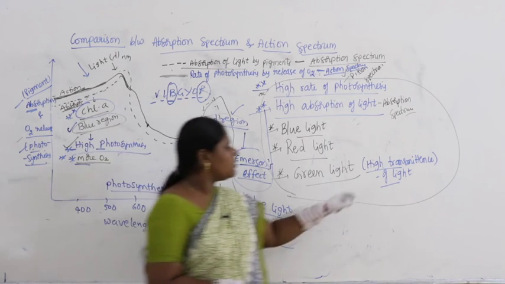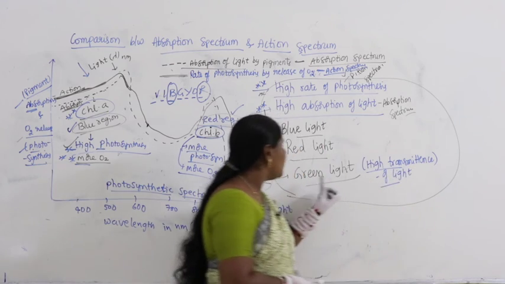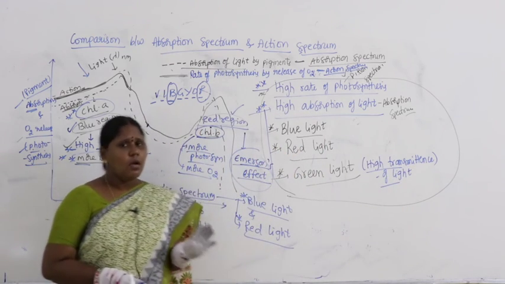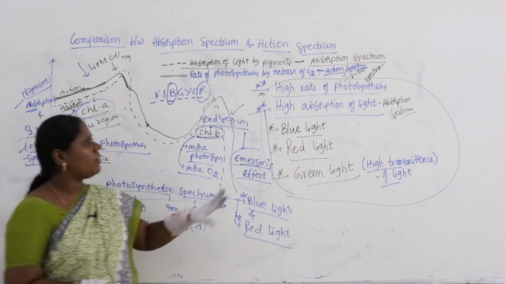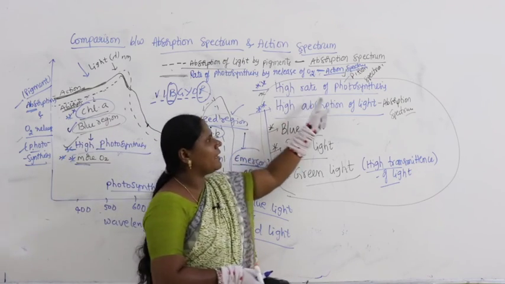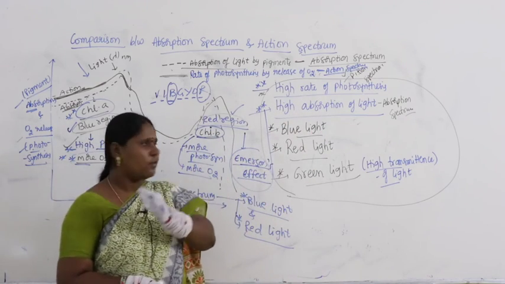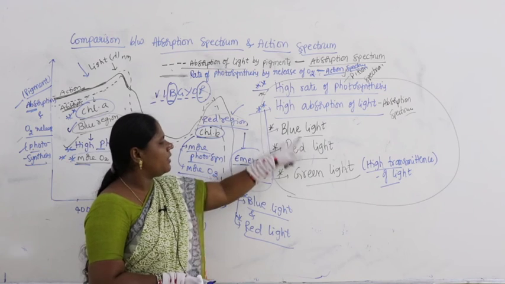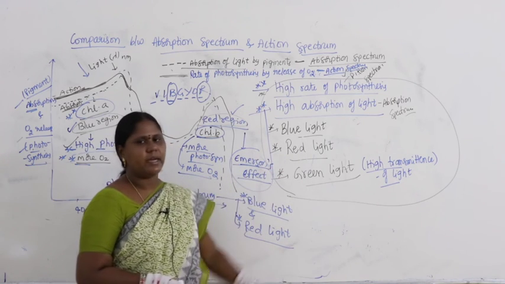So, when you talk in terms of high transmittance of light, green light, listen to the question carefully. When you talk in terms of high absorption of light, high rate of photosynthesis, the order of light is blue light greater than red light greater than green light.